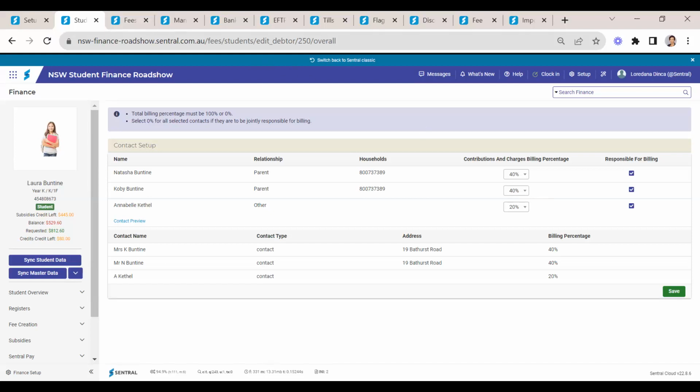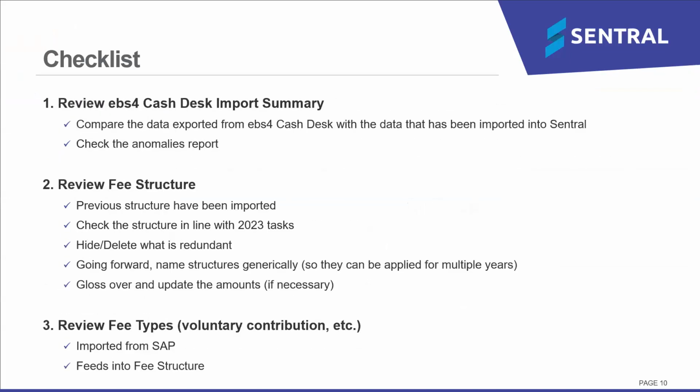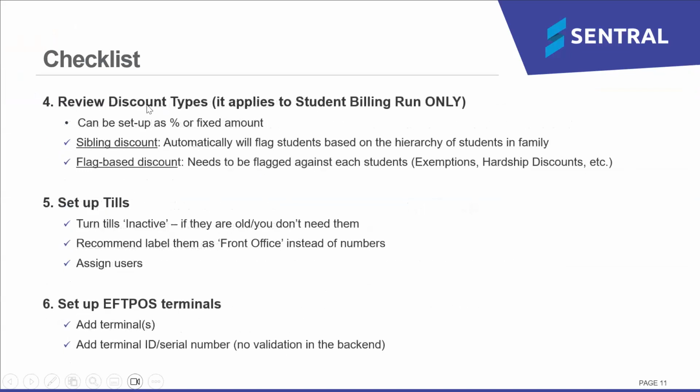So just a reminder, we covered all the 11 steps of our checklist. We've looked at the import summary. Don't spend more than just 5-10 minutes there. We reviewed the fee structure. We looked at the fee types as well as the discounts and flags, especially if you do have discounts that are applied. Just remember that they are only applicable when you do a student billing run only. We've also set up the tills and the FPOS terminals, and perhaps those are the most important areas. Make sure you don't forget.